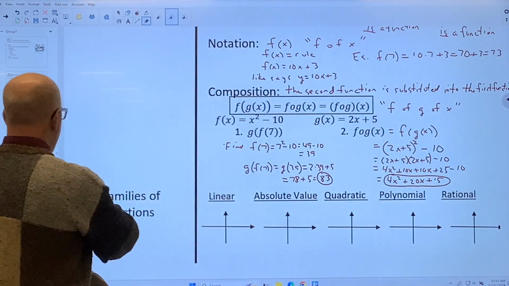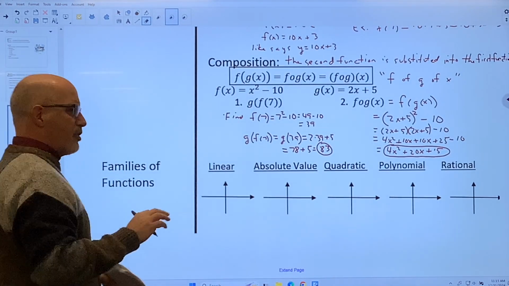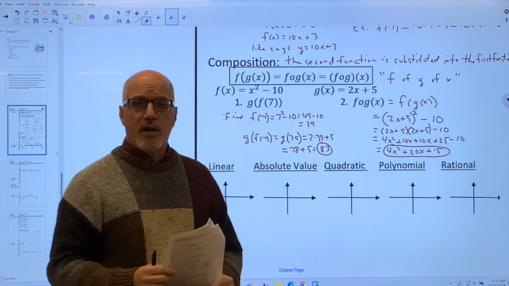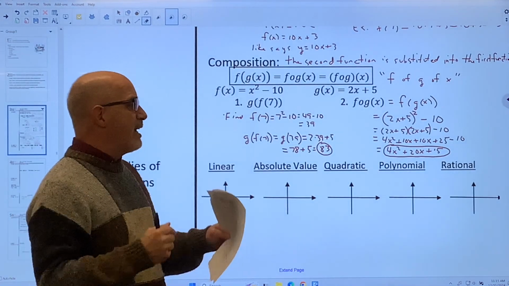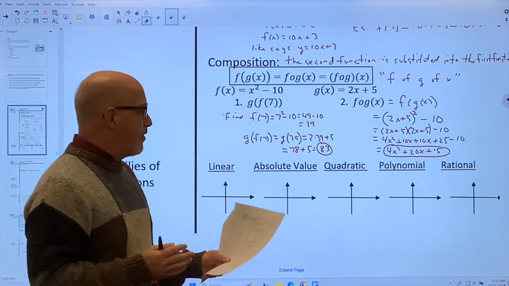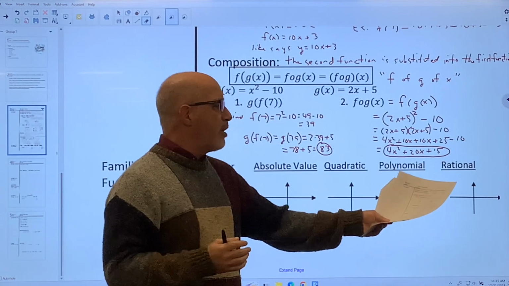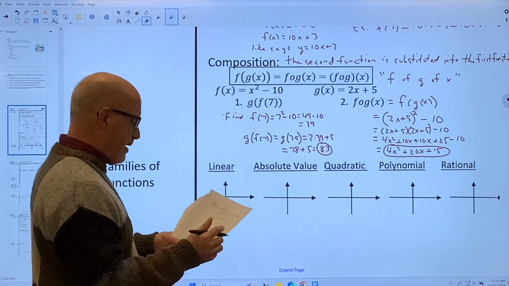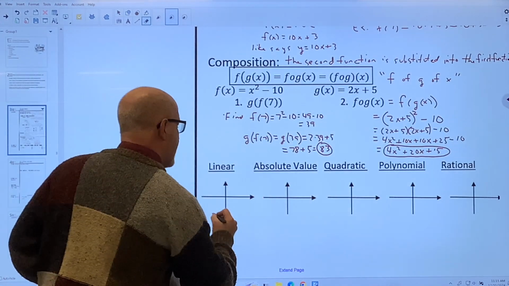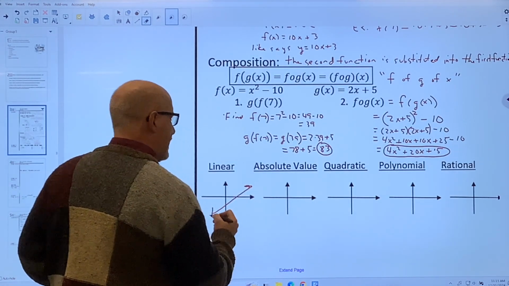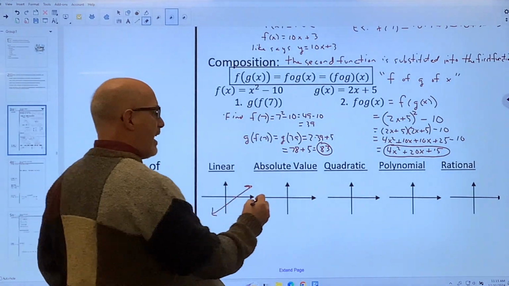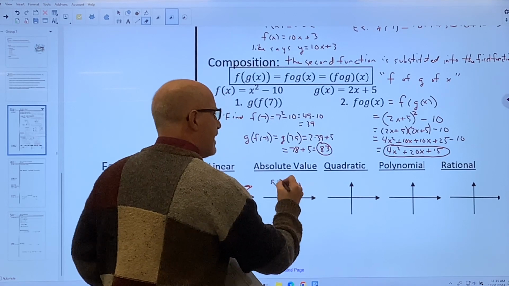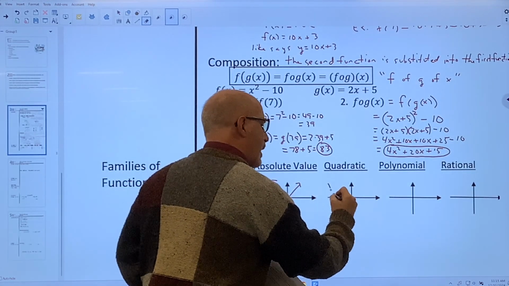All right, now, just a reminder of these families of functions. So again, Algebra 2 is a lot about functions. We're going to build more functions into our course as we go on. The ones that we've already done: linear, absolute value, quadratic, polynomial, and rational. The basic graphs of these look like the following. If it's linear, we're going to have a graph looking like this, just a line. Okay, if it's absolute value, we're going to have it look like a V. If it's quadratic, it will look like a parabola somewhere.